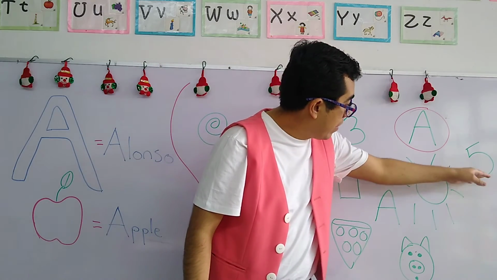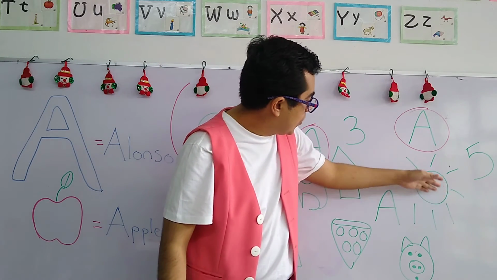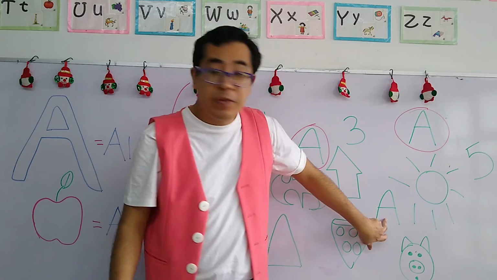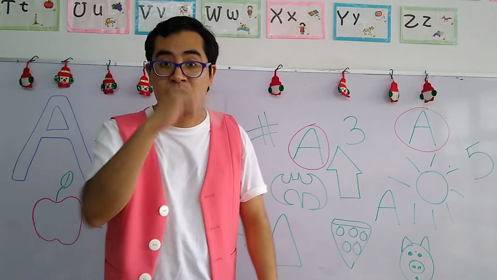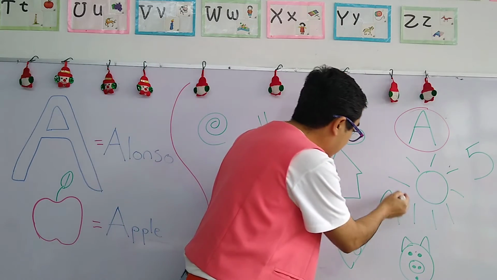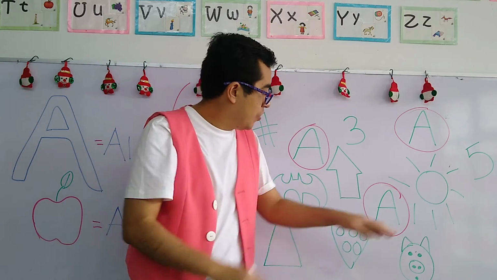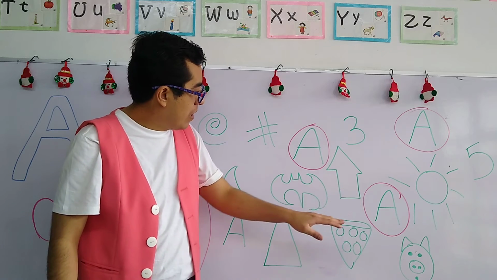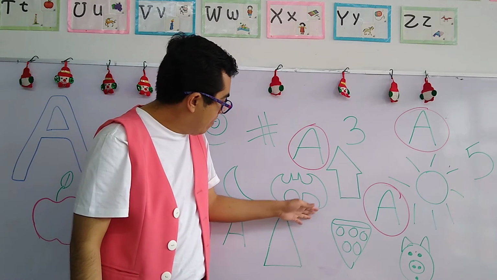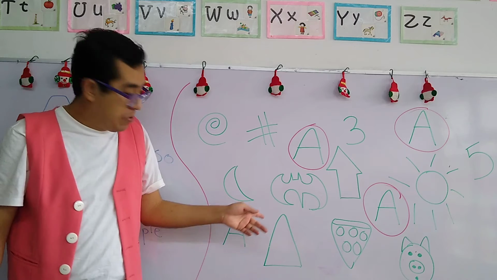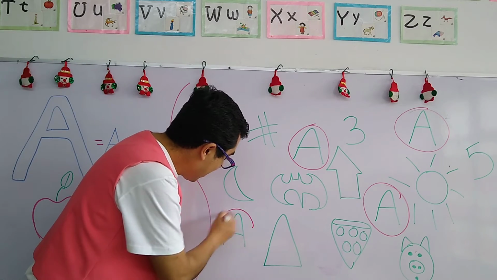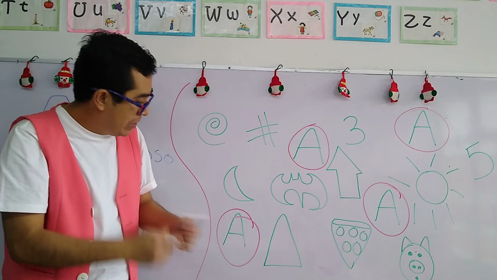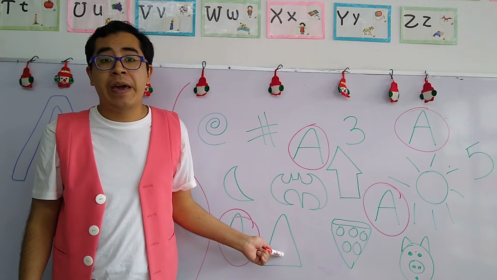What about now? Number 5. This is the sun. What about this one? Is it capital A? Yes, it is. So let's circle it. Okay, we continue. We have an arrow, a symbol, a moon. What about this one? Another capital A. Very good. Okay, now this, is it capital A?